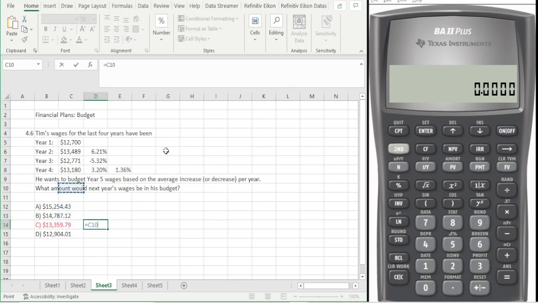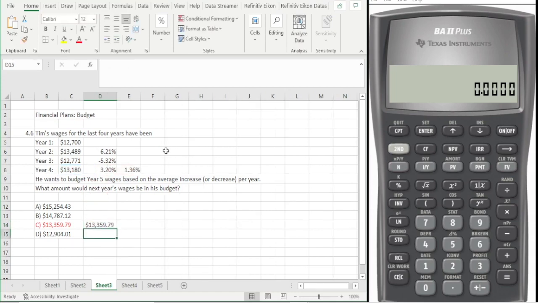Year 4 times 1 plus 1.36%. Enter. Aha. We do not know year 5 yet, but this will be. Okay?